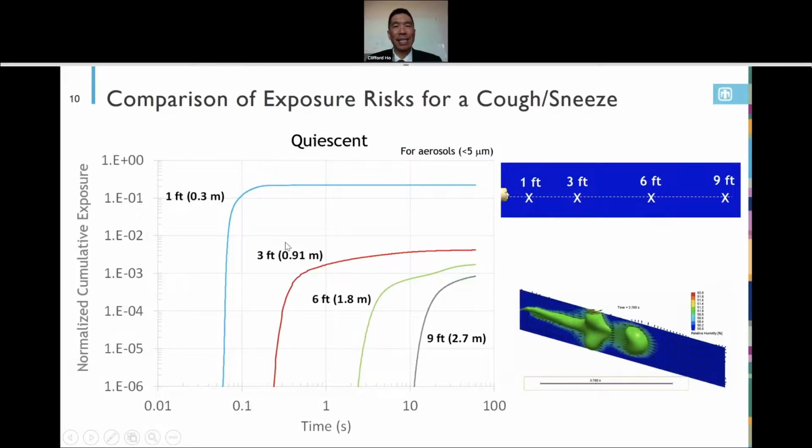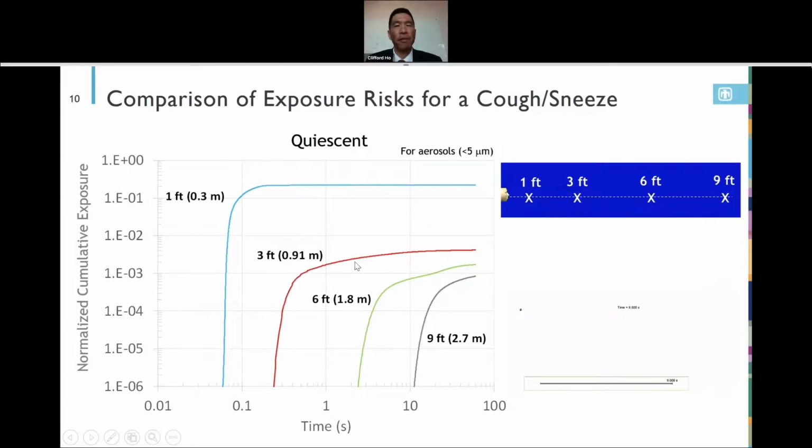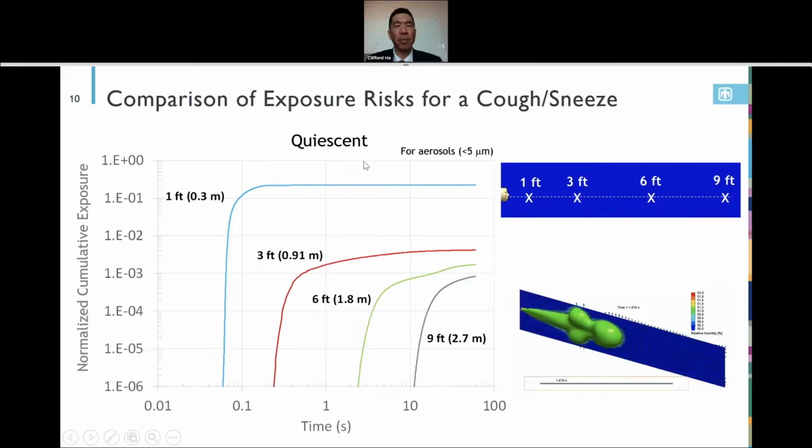So if you increase the distance that you are away from someone that perhaps has coughed or sneezed in your direction, at 3 feet, you're a couple orders of magnitude lower than if you were at 1 foot away from the person. And then also at 6 feet, 9 feet it lowers, but not as significantly. So social distancing does help with lowering the magnitude because of basically dispersion of that plume.